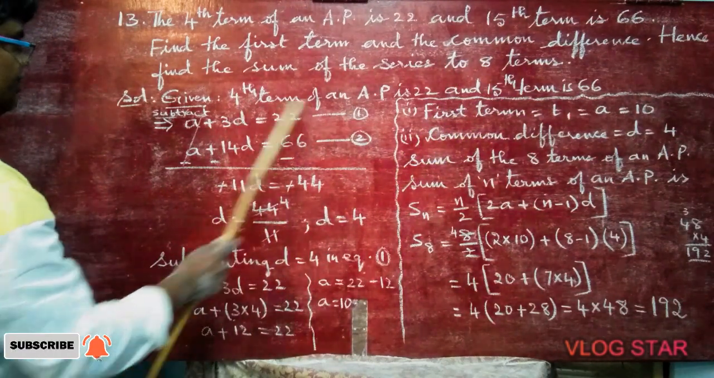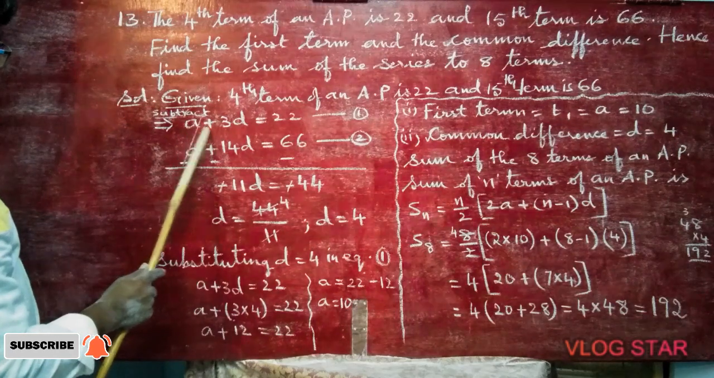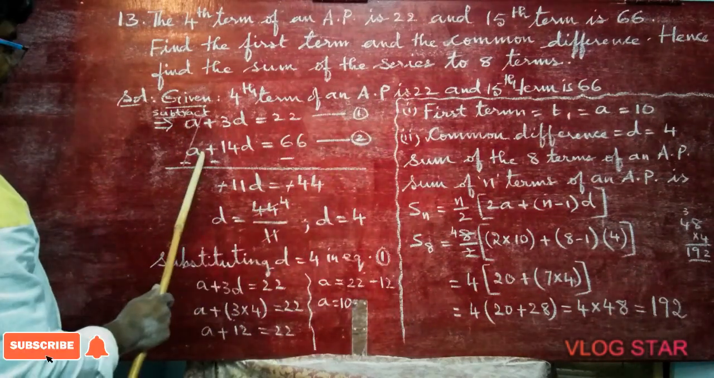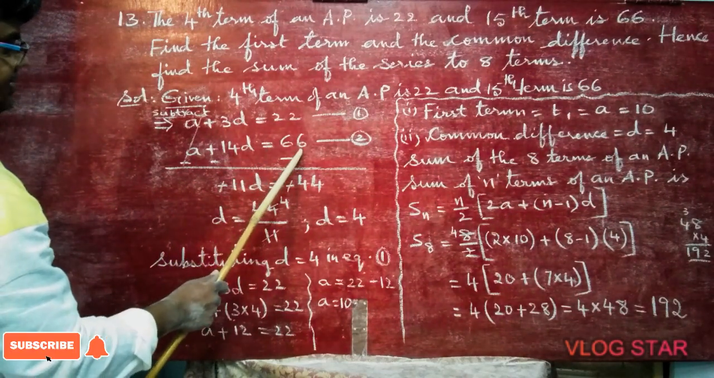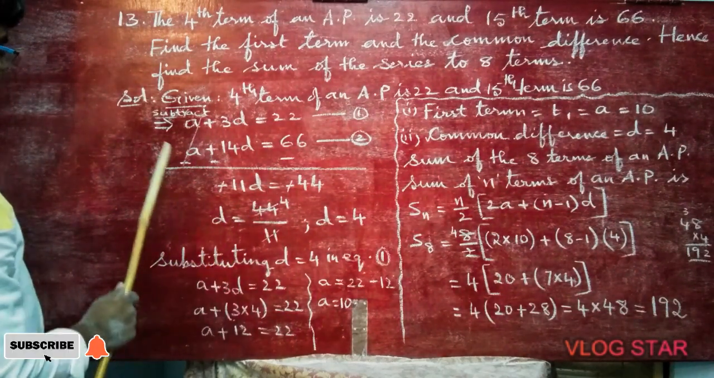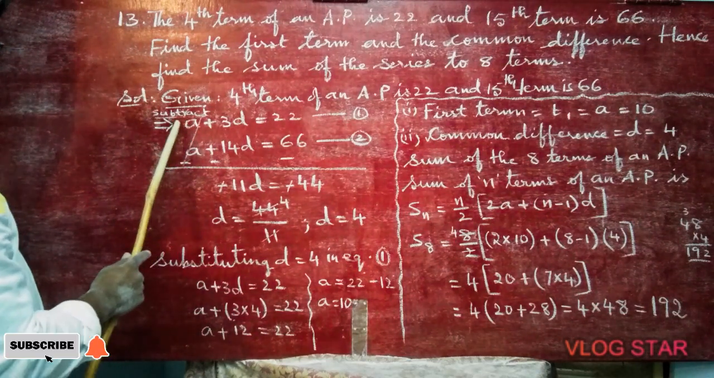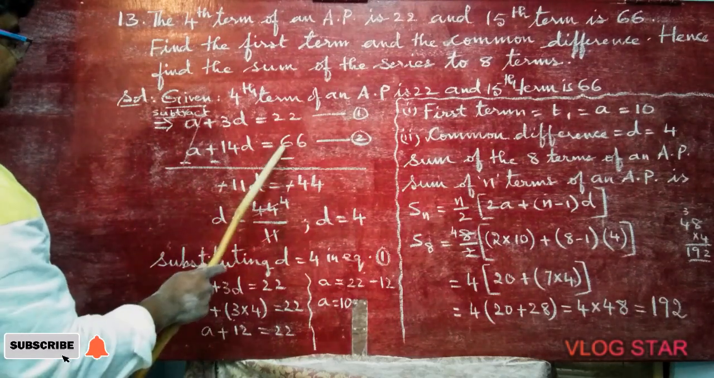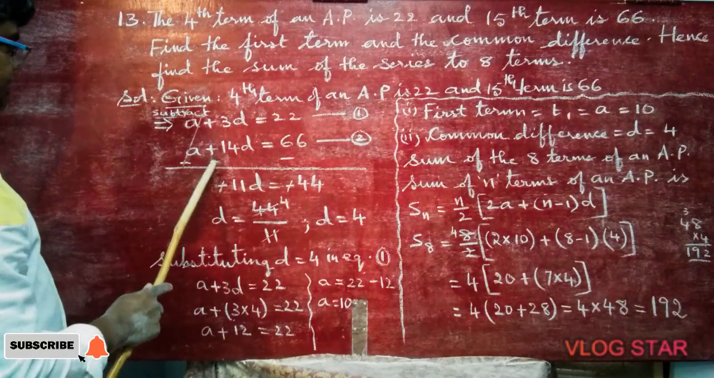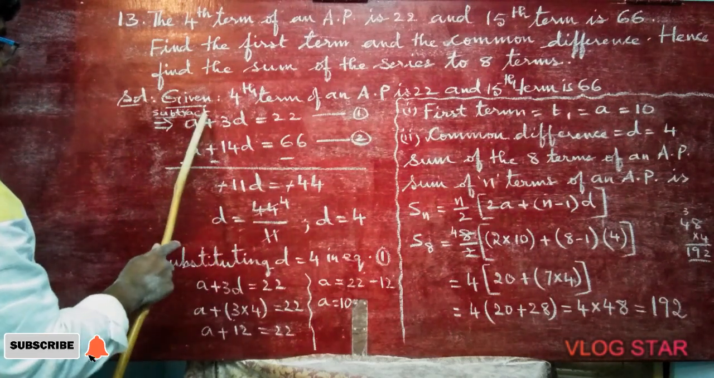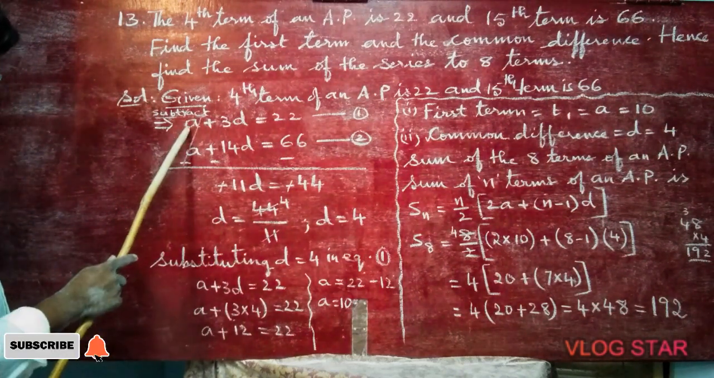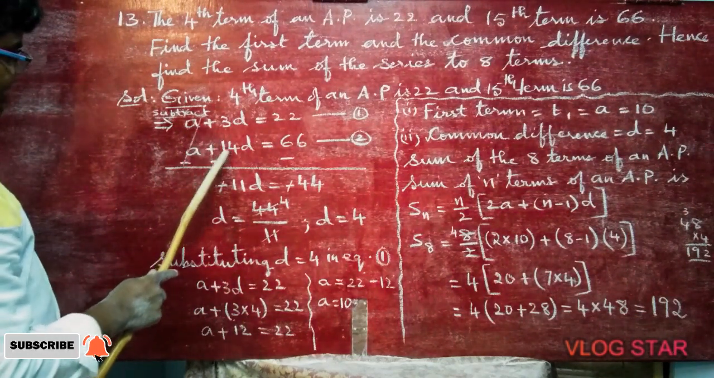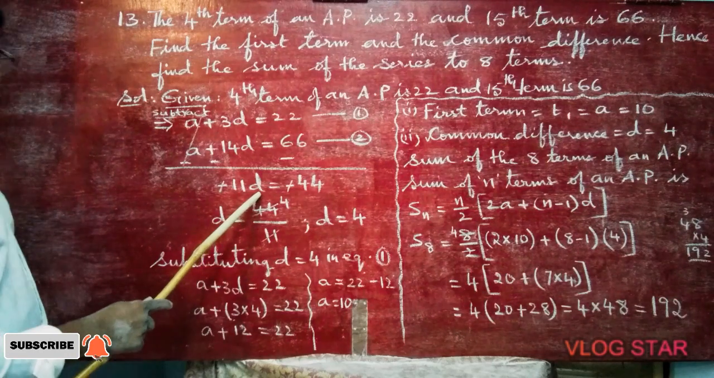We know the fourth term of an AP is T4 equals A plus 3D is equal to 22. The 15th term, T15, we will write: A plus 14D is equal to 66. So now I am subtracting. Signs become opposite. The second equation's signs change. Plus becomes minus, plus becomes minus, plus becomes minus. Subtract. Then only both get cancelled. Plus A and minus A get cancelled. Now plus 3 minus 14 is minus 11D.